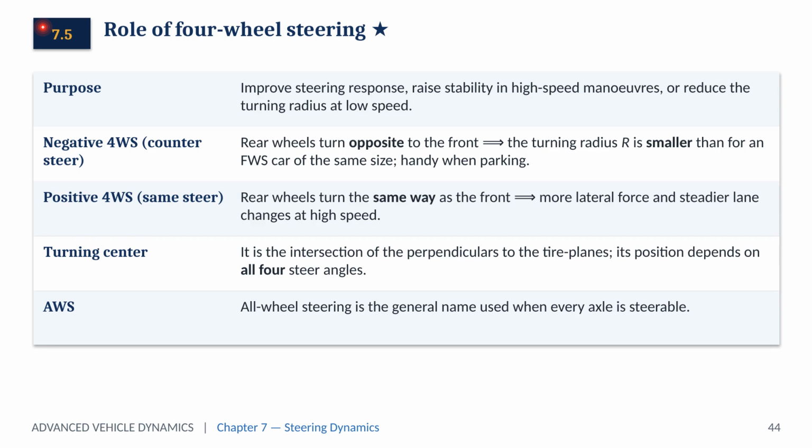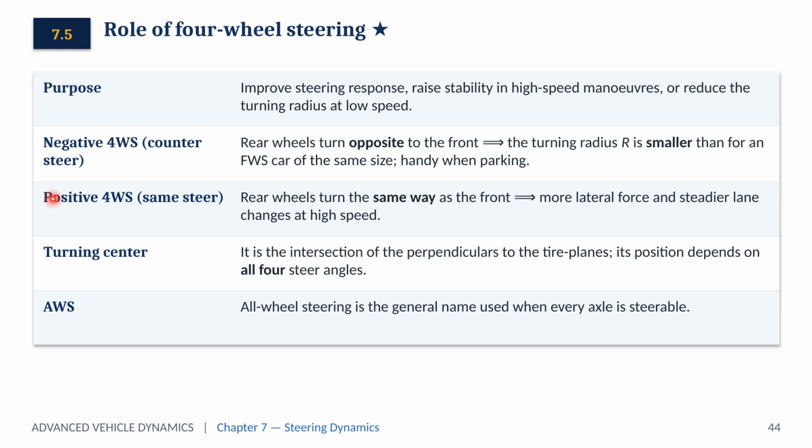This slide sums up what four-wheel steering is for: better steering response, more stability in high-speed maneuvers, or a smaller turning radius at low speed. In negative 4Ws, or counter-steer, the rear wheels turn opposite to the front, so the turning radius is smaller than for a front-steered car of the same size, which is handy when parking.